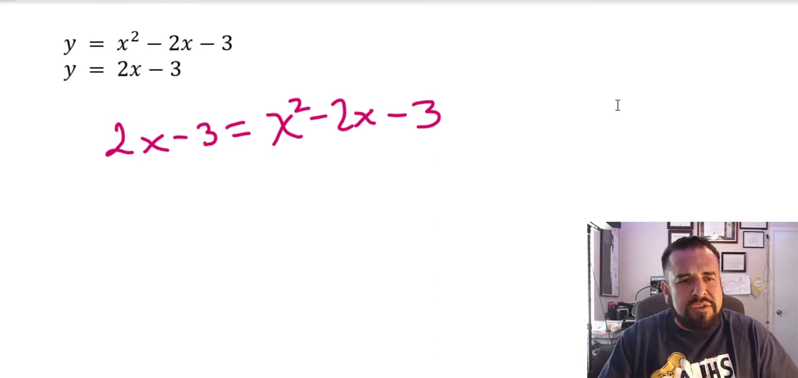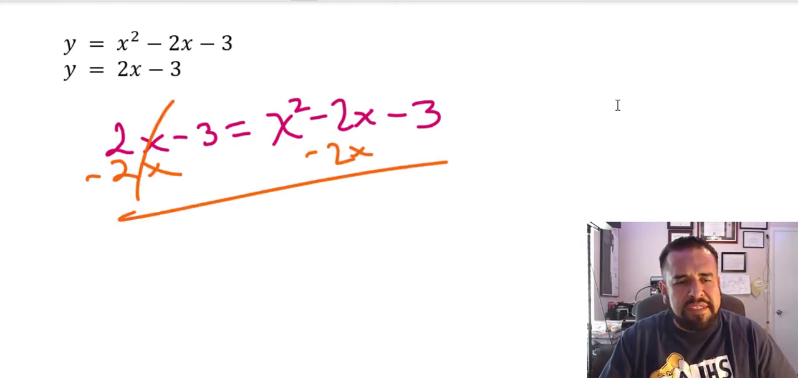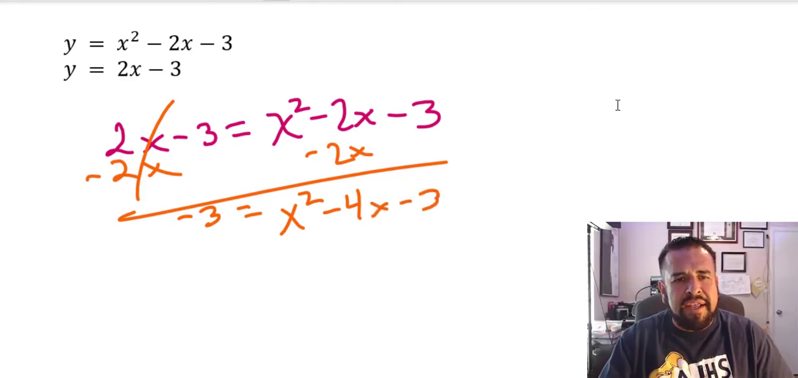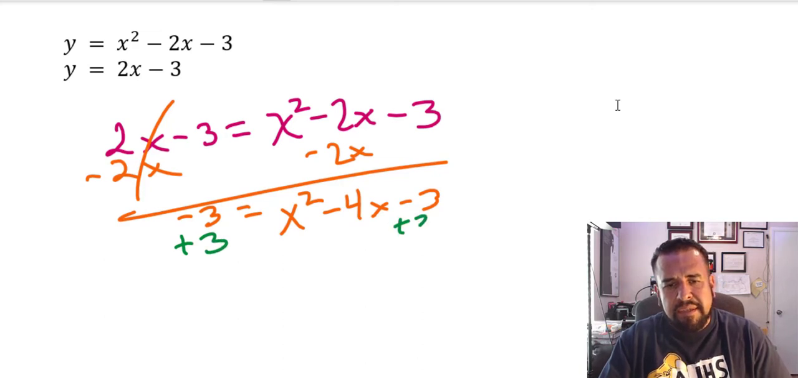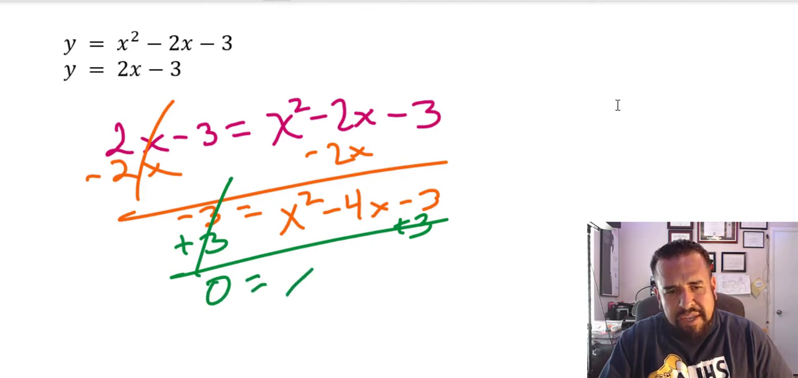All right, let's proceed to combine like terms. So let's do a minus 2x on both sides. This right here is going to give me 0. I have -3 equal to x squared minus 4x minus 3. Now, let's go ahead and get this 3 out of here so that we can set the equation equal to 0. And that would be plus 3 on both sides. And that equals 0 equals x squared minus 4x. But look at this. This equals 0 as well.